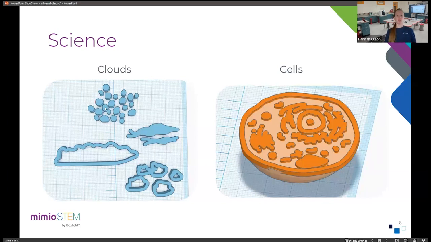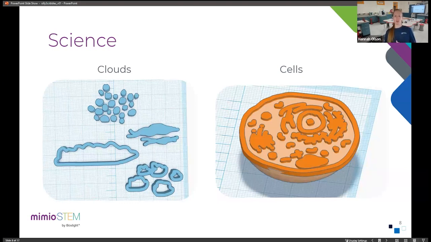In a similar manner, I've seen people do cells with the Tinkercad Scribble tool and have their students actually build cells and just draw them out. So looking at this, my science folks out there can identify the Golgi apparatus and the nucleus and the endoplasmic reticulum and actually start showing these different types of things.